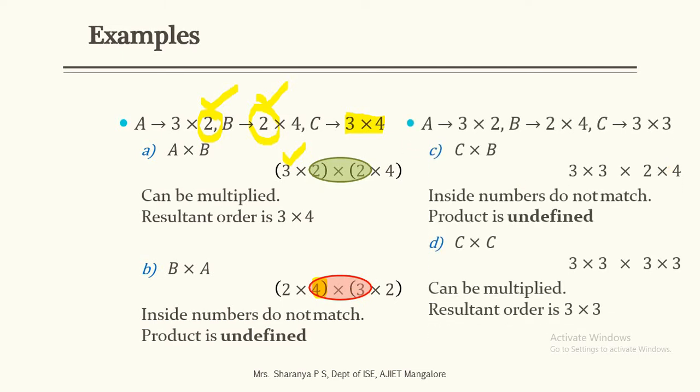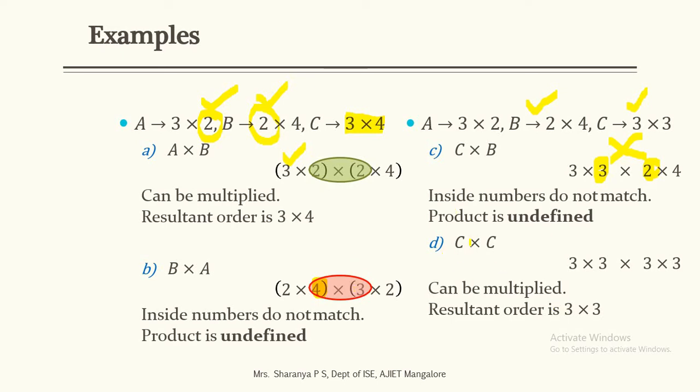matrix. If you look at one more example, here we have taken A as 3 cross 2, B as 2 cross 4 and C as 3 cross 3. Now, I want to perform the matrix multiplication between C and B. Is it possible? C has the order 3 cross 3 and B has 2 cross 4. Is it allowed? No, because here the order is 3 and here it is 2. So it is not possible to perform the matrix multiplication.